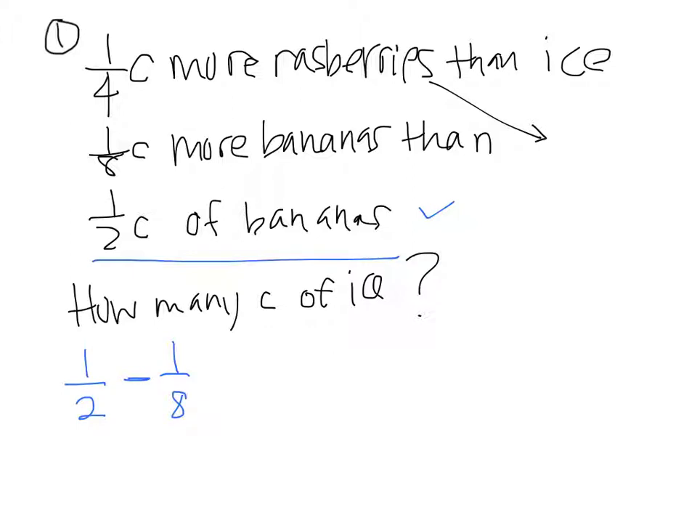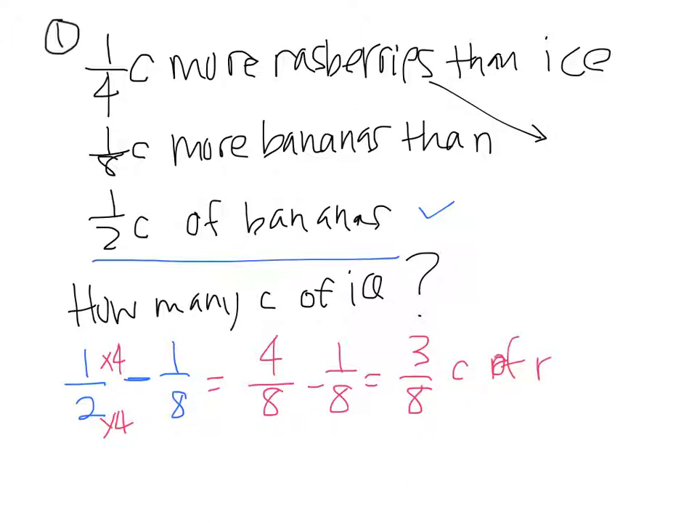Are they the same denominator? No. So what do I need to change? Vedant: Multiply the 1/2 by 4. Very good, both numerator and denominator. So my new problem becomes 4/8 minus 1/8, which equals 3/8. Now that we have the same denominator, that means I have 3/8 cup of what? Raspberries. Now that I know I have 3/8 cup of raspberries, I can cross that off.